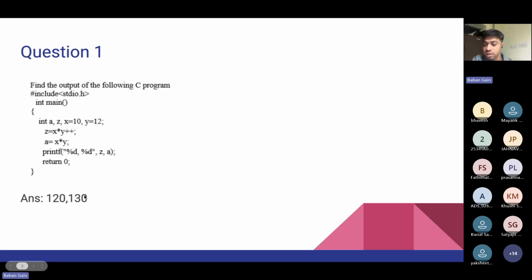Basically, I'll summarize this in English. You can keep a comma in the printf statement. So whatever you put here, it will come in the output. Here, because there is a comma in the statement, there is also a comma in the output, 120, 130.